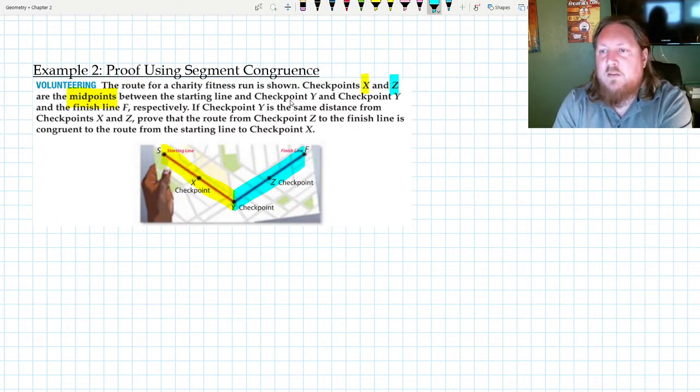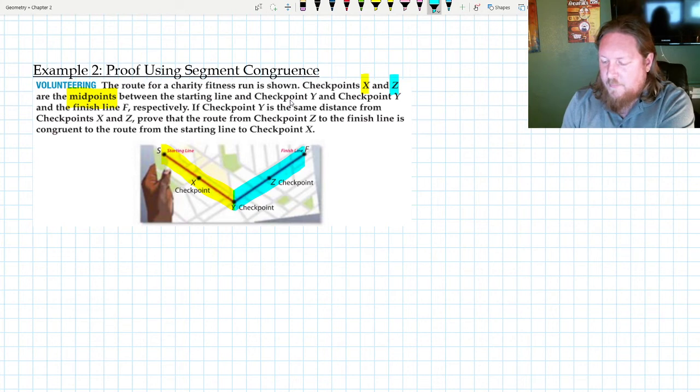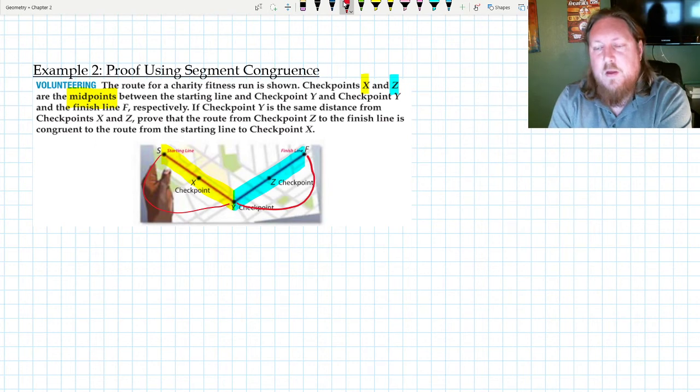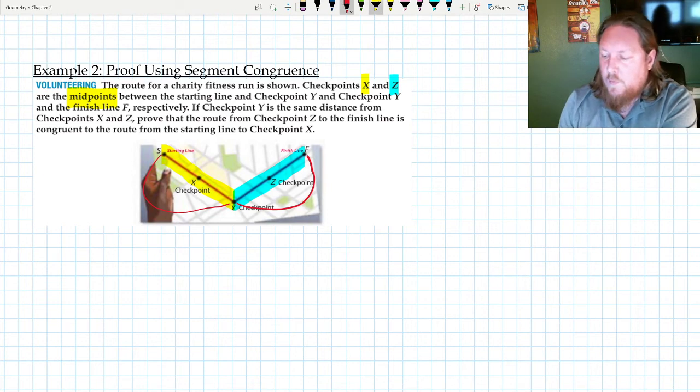If checkpoint Y is the same distance from checkpoints X and Z, so now it's not only saying that we have midpoints here, but these two segments here are going to be the same distance, which means they're congruent. Prove that the route from checkpoint Z to the finish line is congruent to the route from starting line to checkpoint X. Okay, a lot of stuff going on in this problem. And the first part is always decoding what they're asking you to do. So we need to figure out what do they actually want us to prove.